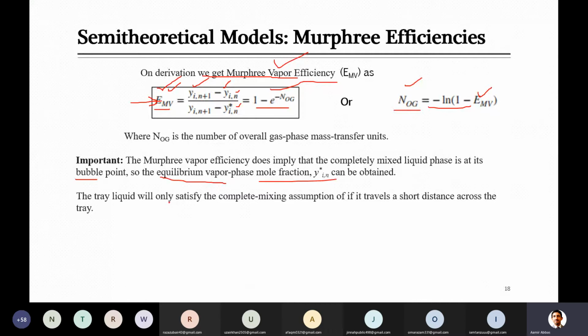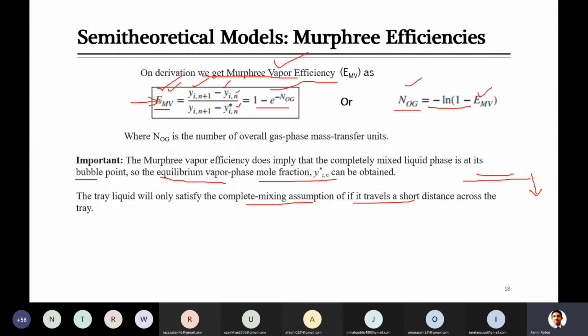The liquid which is moving along the surface of the tray will satisfy the complete mixing assumption, as this was one of the assumptions of this method. As I told you, the composition will be the same throughout the surface of this tray as well as when it is leaving. So he is mentioning that this can only be satisfied if the liquid leaves or travels a short distance across the tray.